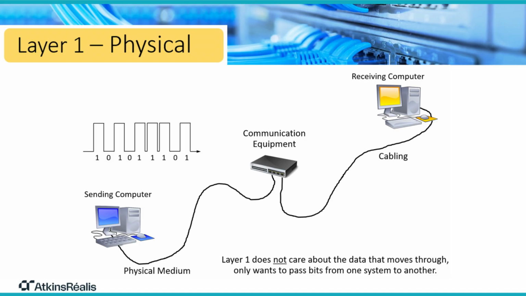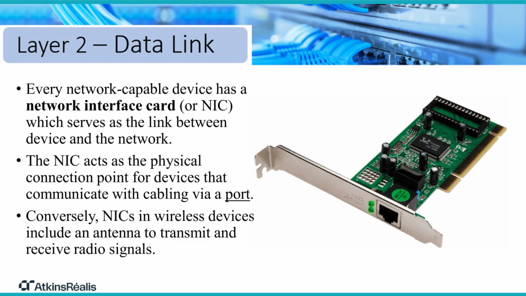We have the pipe. But for those bits to actually mean anything, they need a destination. They need some intelligence. And that takes us right up to layer 2, the data link layer. And this is where every single network-capable device introduces itself. It does that with the network interface card, the NIC. The NIC is a circuit board or chip. It's the gateway between your computer and the network. Wired or wireless, the NIC is your physical connection point.